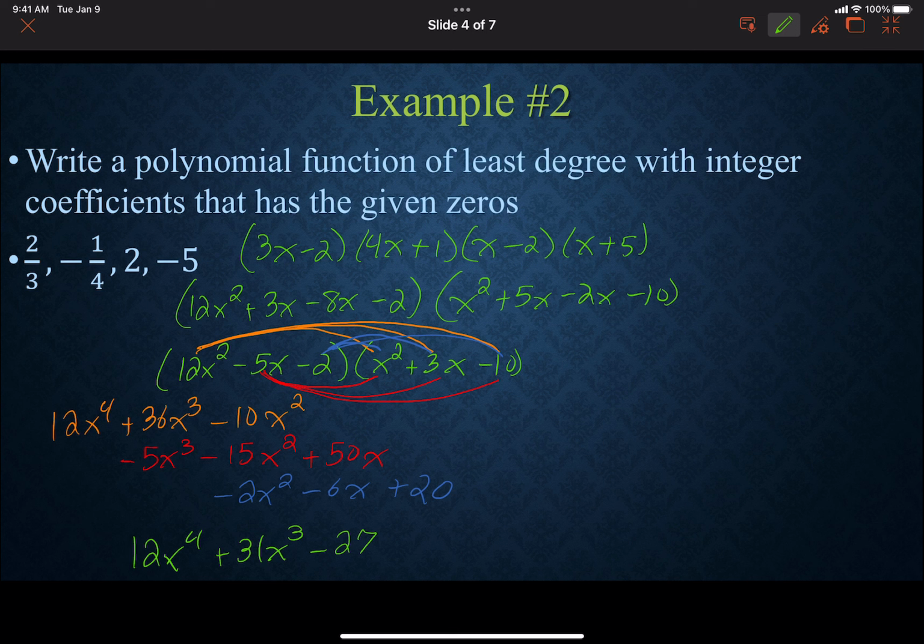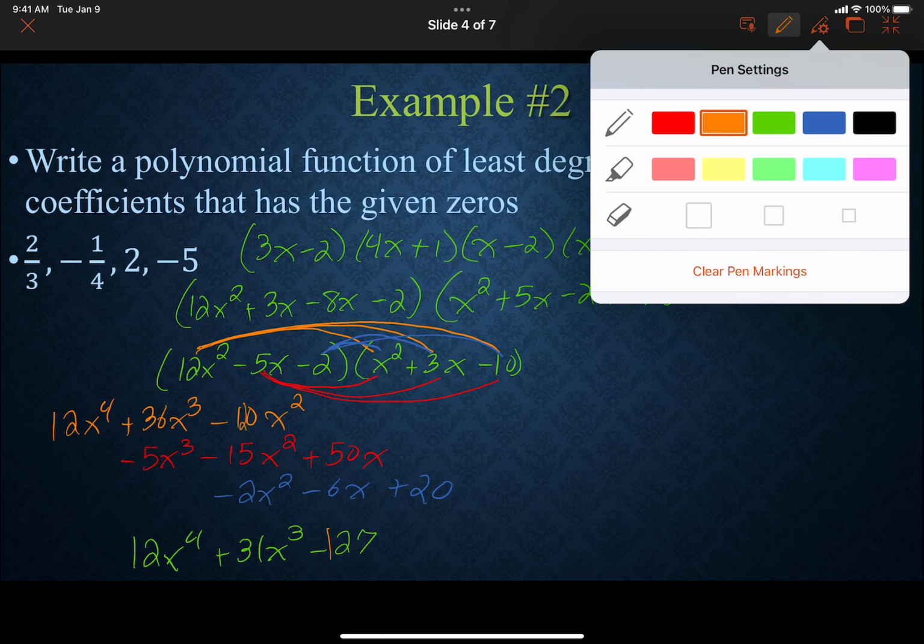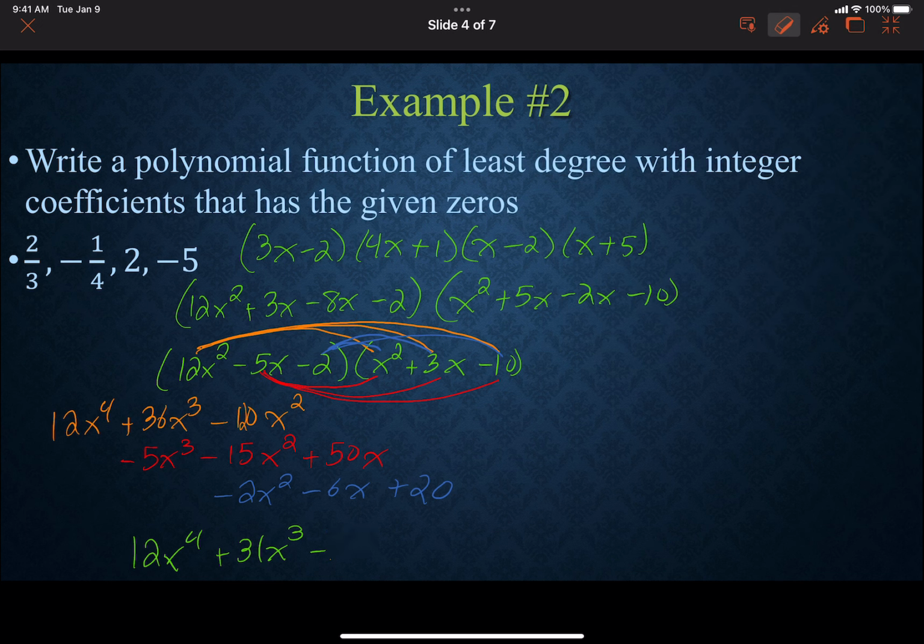Oh, wait, hold on. Sorry, I'm just realizing that this should be a 120, not a 10, because it's 12 times the -10, which makes it a -137 for that part. Sorry about that. Negative 137x squared. And then the positive 50 and the negative 6 make a positive 44x, and then the plus 20 by itself at the end doesn't combine with anything.